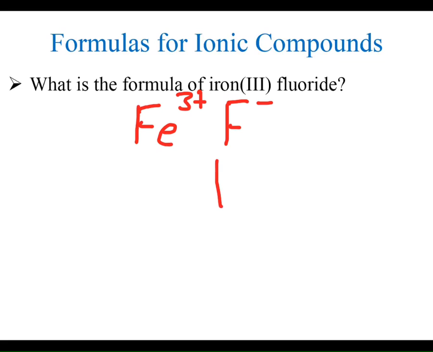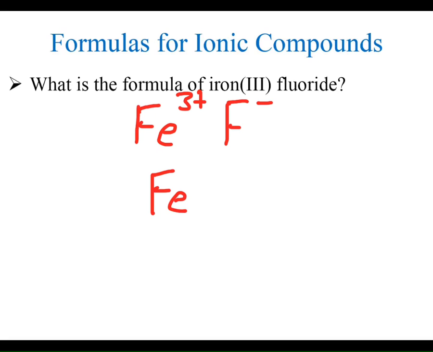How can I make those balance out to give me a nice neutral compound? What do I need? Why is fluorine 1 negative? Okay, so find fluorine. It's right here. It's 1 away from the noble gases. So fluorine needs to gain 1 electron to have as many as the stable noble gases. So it gains 1 electron, becomes 1 negative.